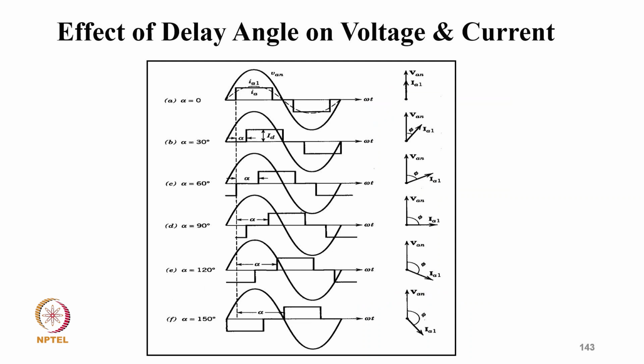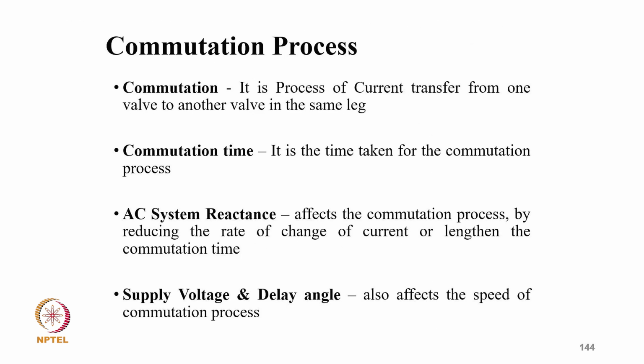And these are the voltage and current, the effect of the delay angle on the voltage and current of the AC side. So you can see with the delay from 0 degrees up to alpha 150 degrees, how the phasor also changes for the fundamental frequency, Vn and I1, the fundamental current, shown dotted in the first diagram also.